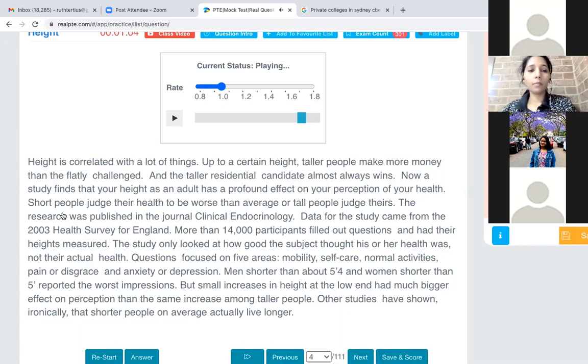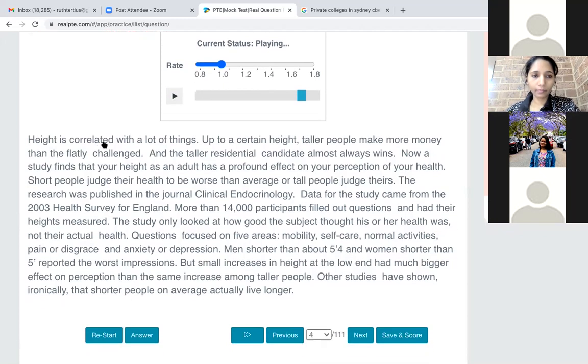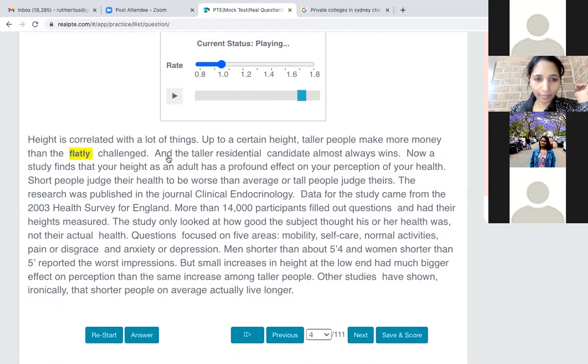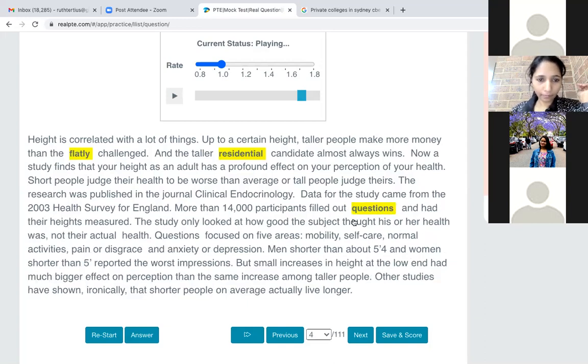Okay. Bolor, can you tell me? Right. Yeah. Flatly. Second line, third word. Okay. And residential. Then questions instead of questionnaire. Questions, this one, okay. Yeah.